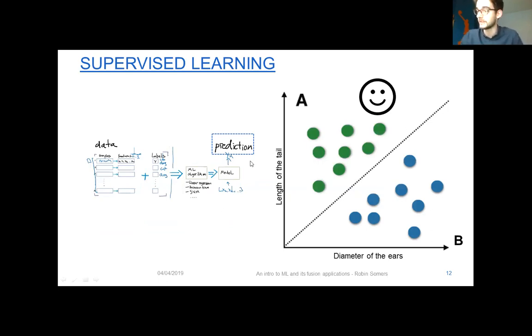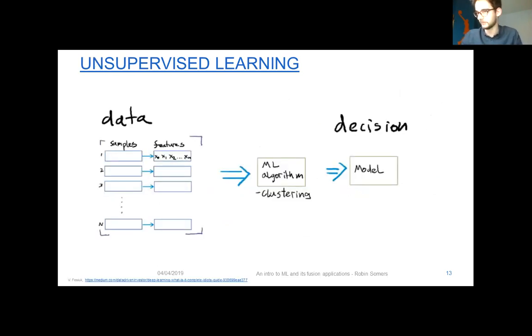We want to predict whether it's a cat or a dog. And by this, we can do classification. We can gather thousands and thousands of images, and our model can say, this is a cat, this is a dog, and so on and so on. So this is concerning supervised learning, where we have the labels.